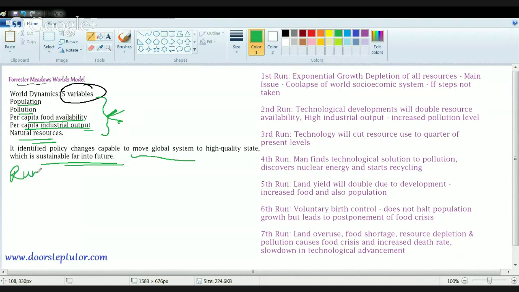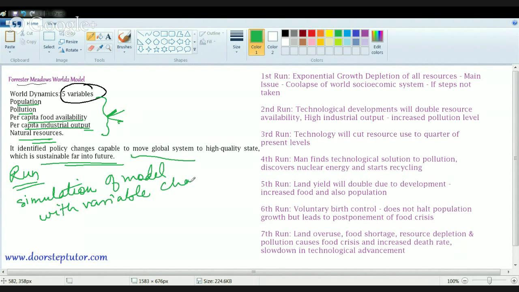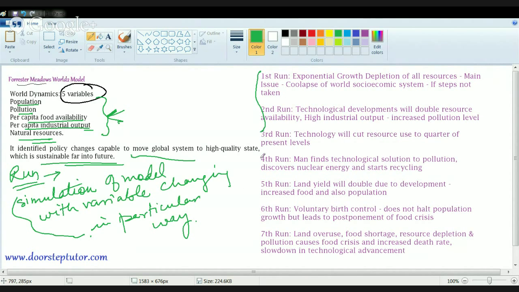So what was the concept of run? Run is the simulation of a model with variables that are changing in a particular way. Okay, so that is what is explained as run. So he devised 7 runs.